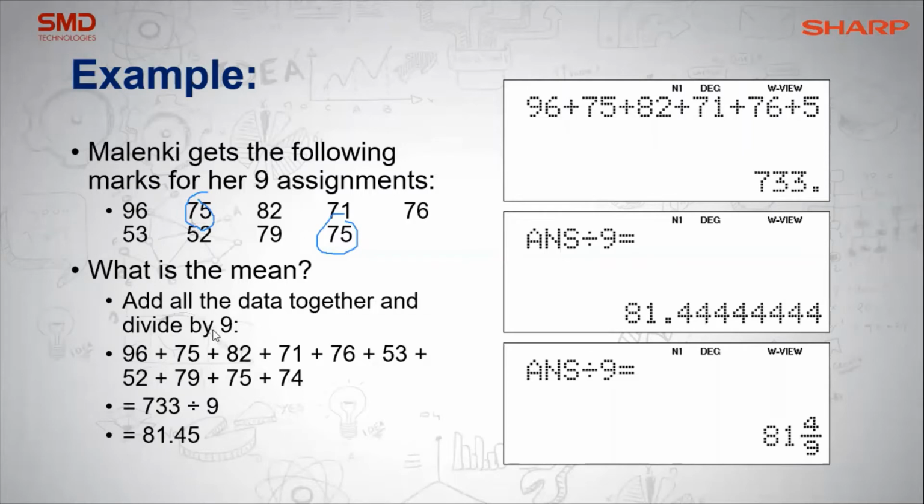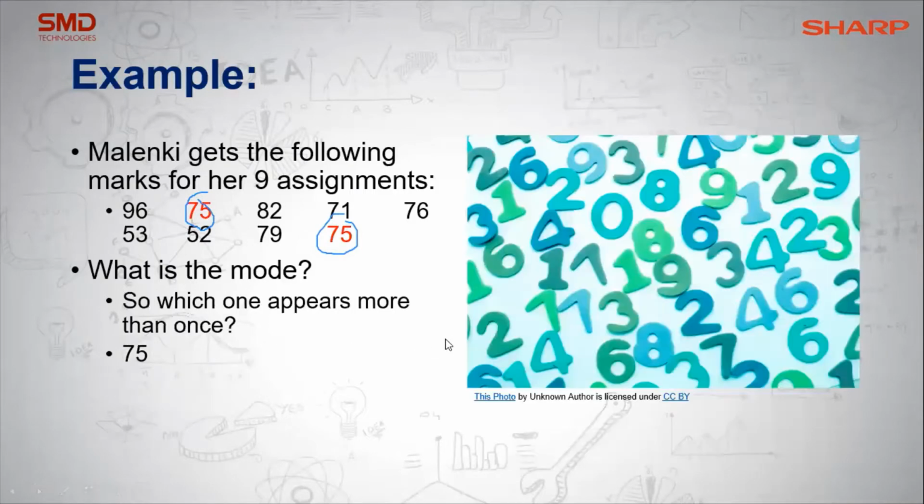So the mean: firstly, we add all of these data positions together, and I will show you a shortcut for this in a little bit. And we divide it by how many there are. So there were 9 assignments. So we take the sum, we divide it by 9, and we get 81.44444. That should actually be 44. Sorry, really should have gone through this better.